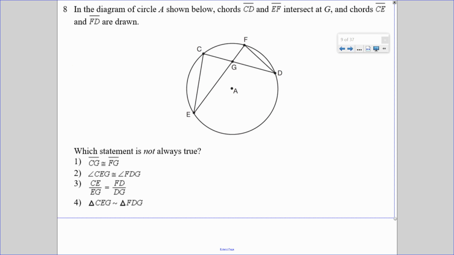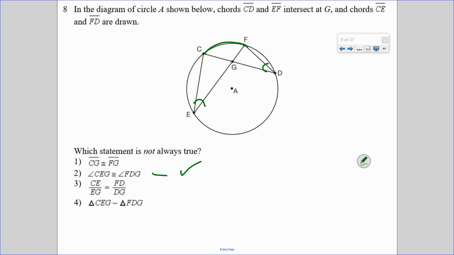Very important question. You got to look at your inscribed and your right angles, which is not always true. CG and FG, I don't see any particular reason why those would be congruent. So I'm going to move on to the next one. Let's erase it so we can more clearly see. I'm looking at choice 2 now. CEG, FEG. They're both inscribed to the same arc. Therefore, they're congruent.